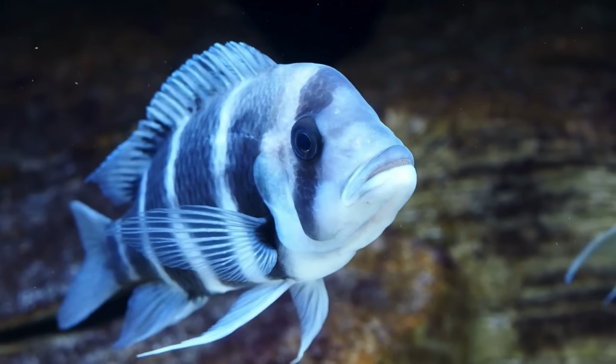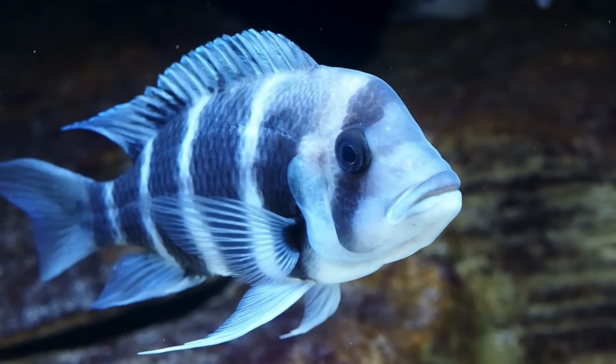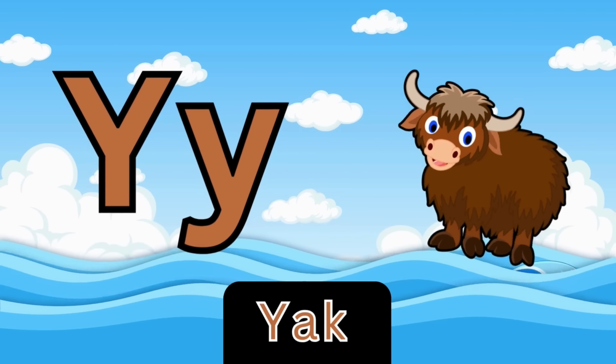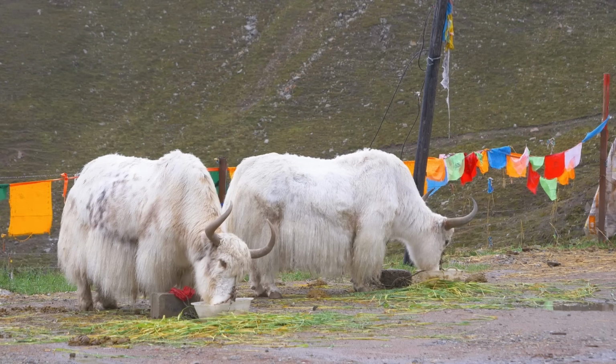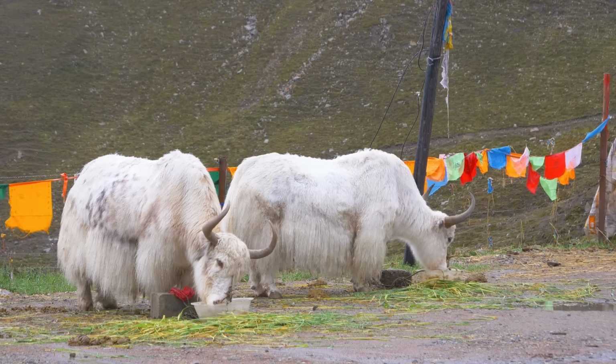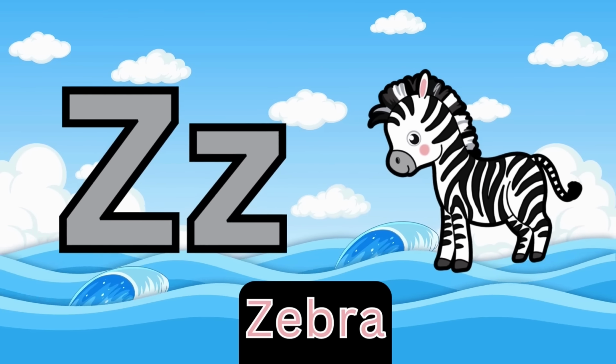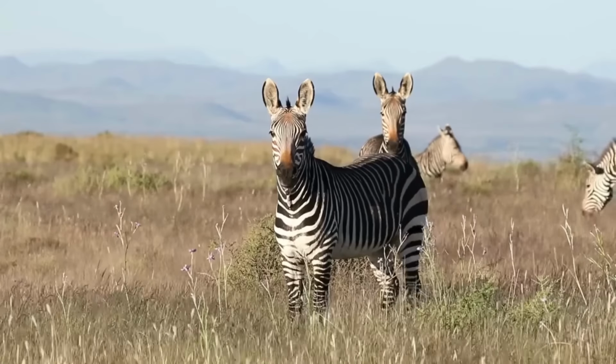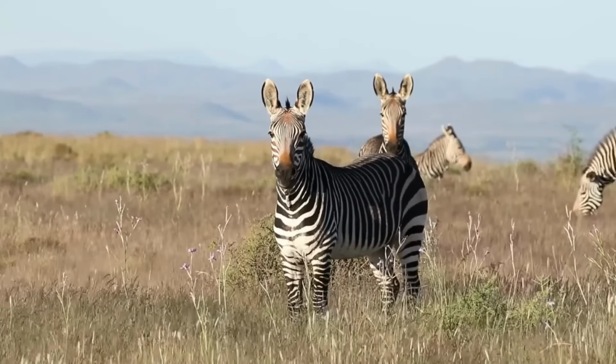X-ray fish. X, X-ray fish. Y is for yak. Z is for zebra.